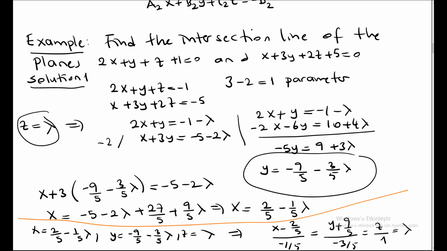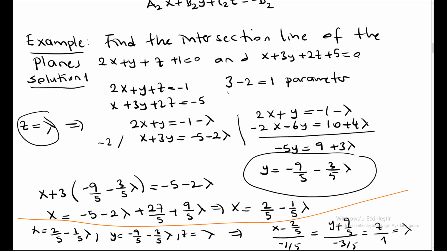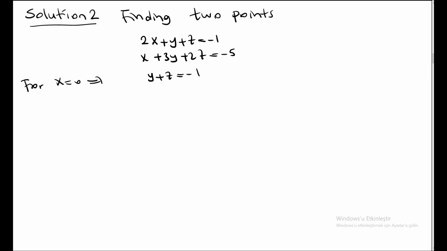Okay, our second solution: finding 2 points. Okay. So our equation is here. This is our equation. So first, if x equals 0, you have y plus z equals negative 1, and 3 times y plus 2 times z equals negative 5. So we need to solve this system.